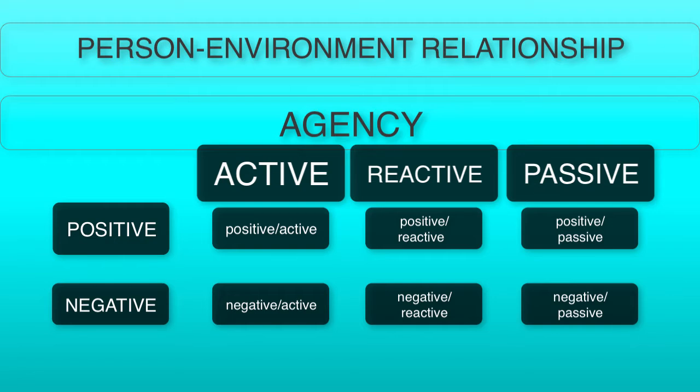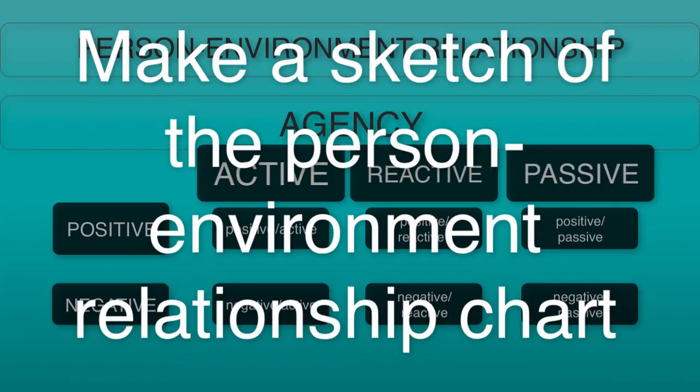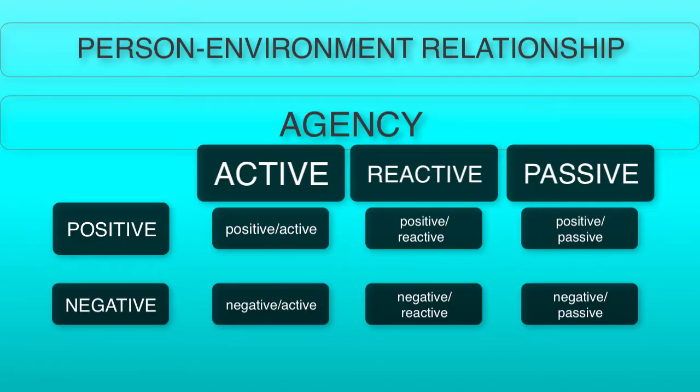Pause the lecture and take a few seconds to sketch out the diagram. Next, practice using the diagram. I've provided some images of person-environment relationships. As you look at each image, try to place it on the diagram. Ask yourself, what's the relationship between the person's intentions and the way in which the situation is supporting or mitigating these intentions?